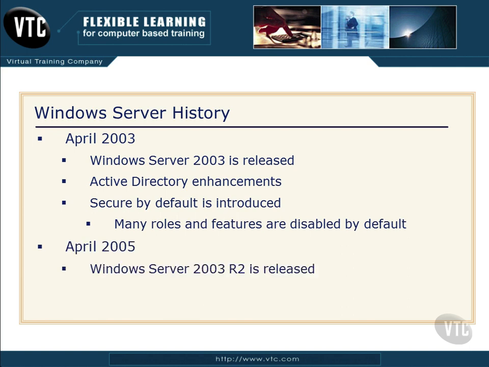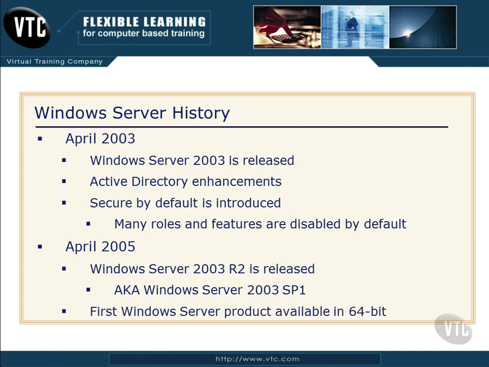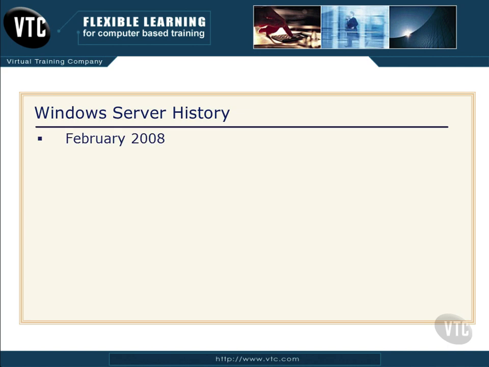In April 2005, Microsoft started a trend they're still doing today. They released another version of Windows Server 2003, but instead of calling it 2004 or 2005, they called it R2, or Release 2. This is also known by a lot of people as Windows Server 2003 Service Pack 1. Now, this was the first Windows Server product that you could get a 64-bit version. So just keep that in mind. Windows Server 2003 Release 2 was our first 64-bit version.